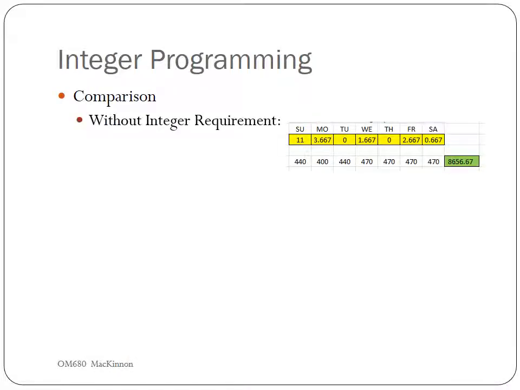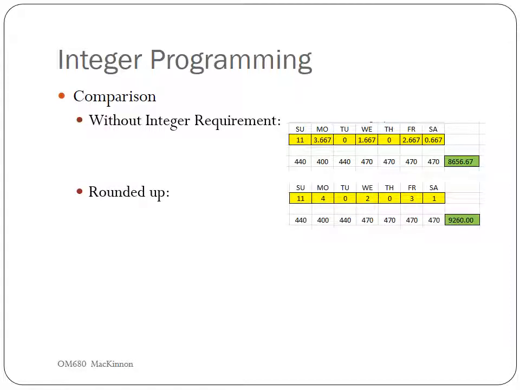So let's compare them. Without the integer requirement, we have, as I said, fractional solutions, and we have an objective of 86, 56, 67. If we simply round them up, 3.6 goes to 4, 1.6 goes to 2, 2.6 goes to 3, and 0.67 goes to 1. We end up with an objective of 9260. And of course, it makes sense that it's gone up because we have more people working, even if they're fractional people.